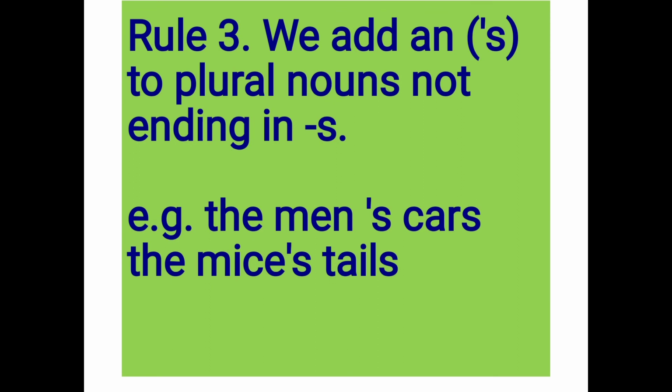Let us understand the last rule of this lesson. We add an apostrophe s to plural nouns not ending in s. What is the meaning of this rule? It means we add an apostrophe s to the plural nouns that are not ending in s. Here you can see the first example, the men's, is from the plural of man. Mice is the plural of mouse. We are adding an apostrophe s to these plural nouns, and you can see that these plural nouns are not ending in s.